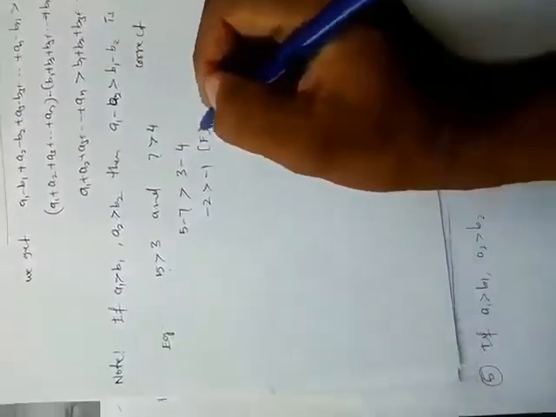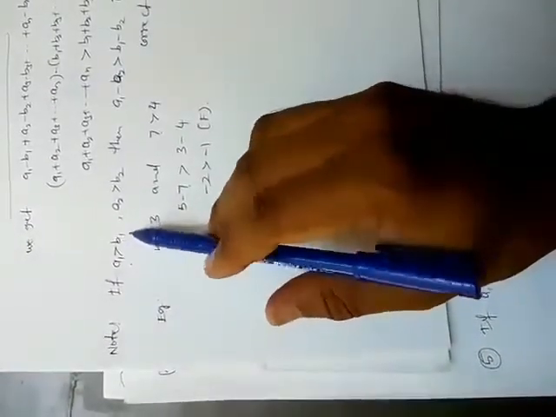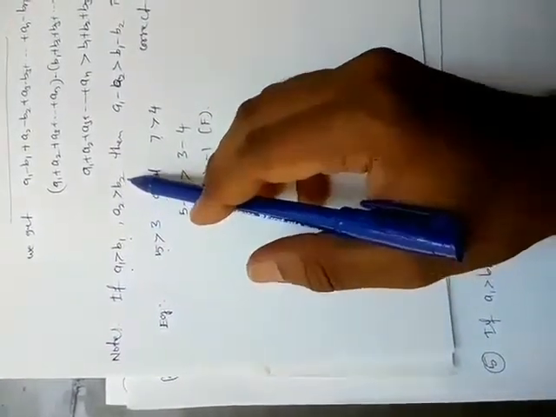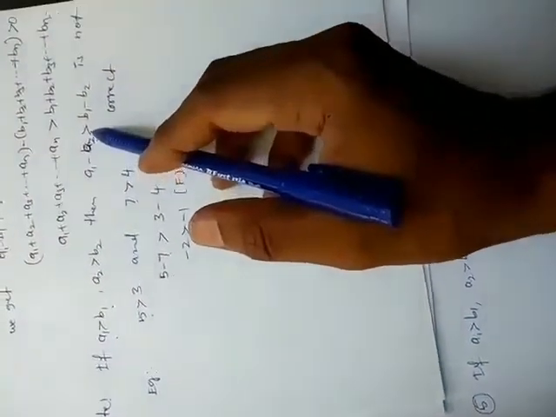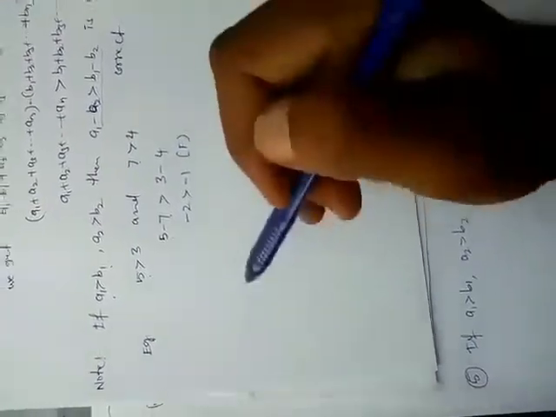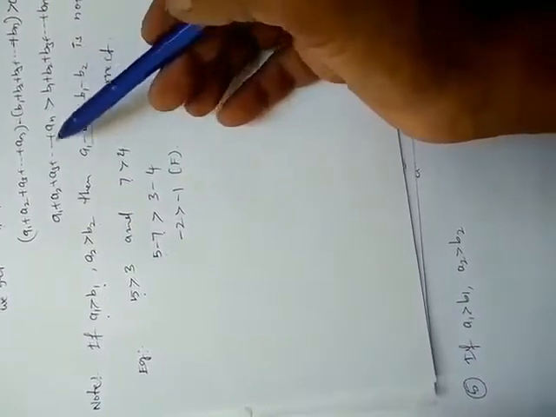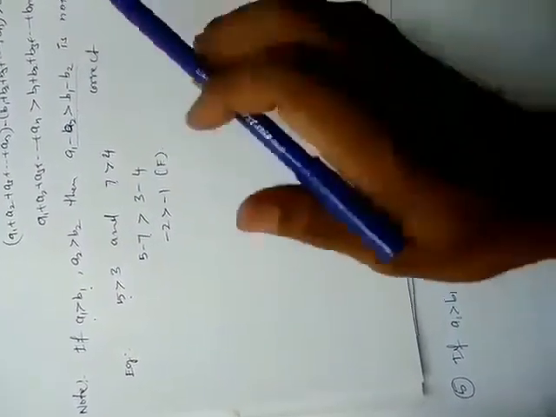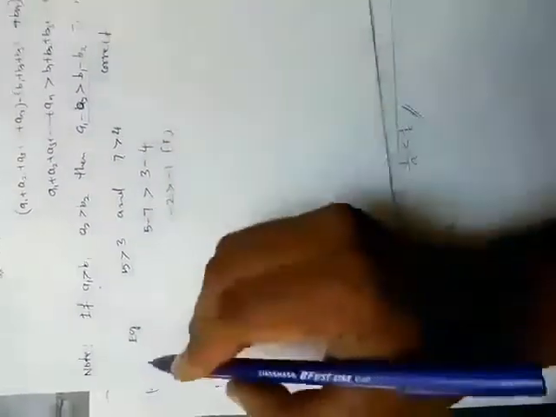This is a false statement. So a1 greater than b1 and a2 greater than b2, then a1 minus a2 is greater than b1 minus b2. This is false. This is not a correct statement. So in addition it is correct, but in difference it is a false statement.